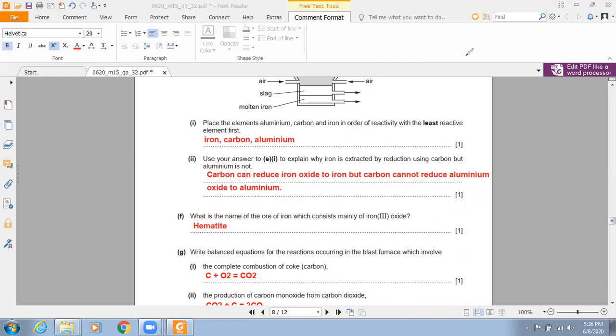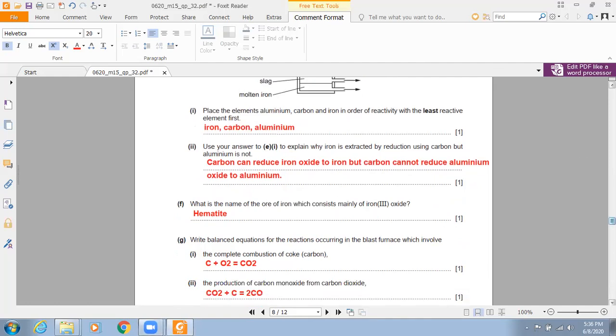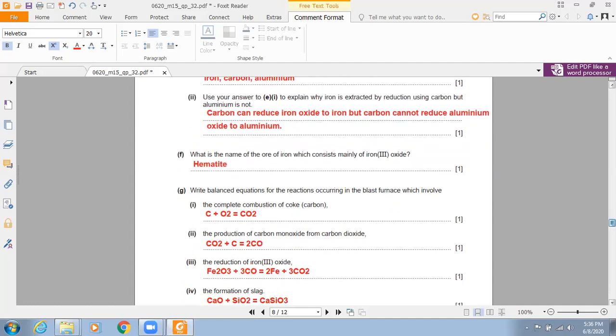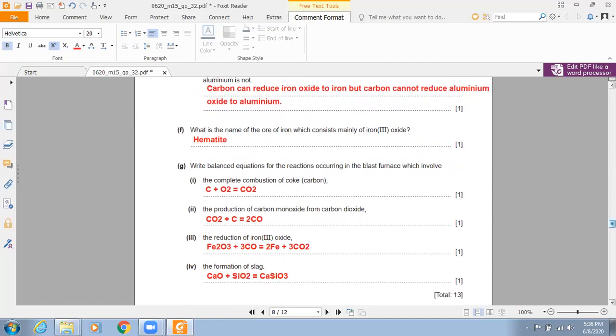The next one, the complete combustion of coke. I have written the reactions here, so look at this. The complete combustion of coke: carbon plus oxygen gives carbon dioxide. The production of carbon monoxide from carbon dioxide: carbon dioxide plus carbon. In the middle of the furnace, carbon dioxide goes up and carbon falls down, and they react to produce carbon monoxide. So this is the balanced equation.